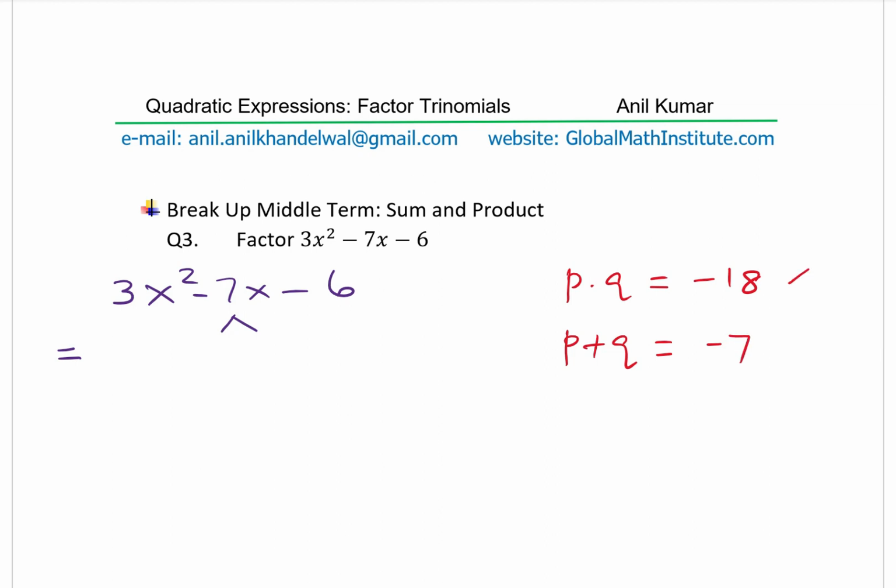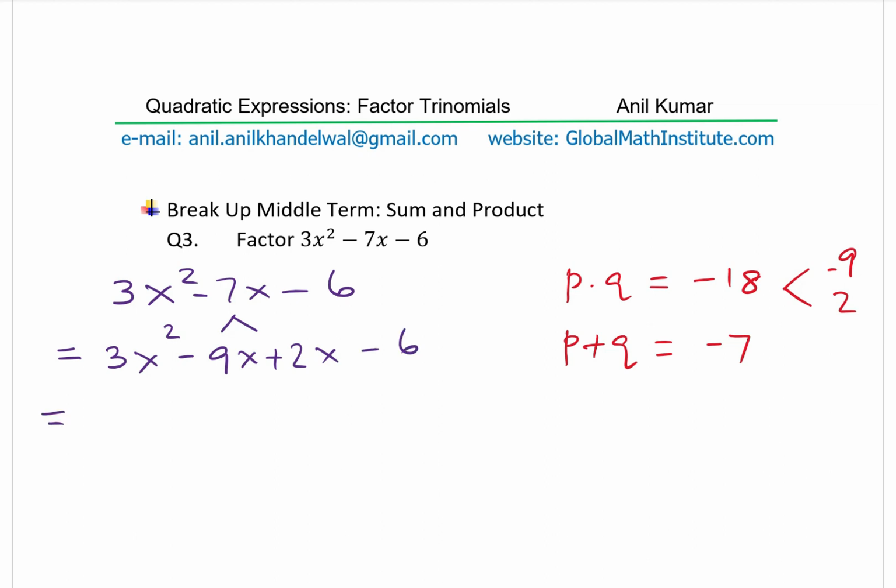The two numbers which can help you are 9 and 2. The bigger number should be negative since we have the addition of minus 7. So we'll write this as 3x squared minus 9x plus 2x, which gives you minus 7x. And now we'll do group factoring.